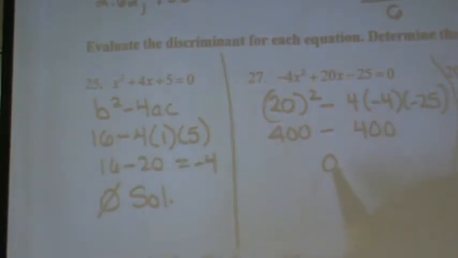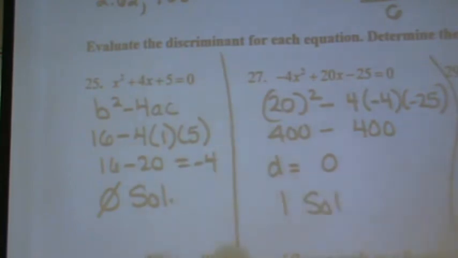400 minus 400 is 0. The discriminant is 0. That means there's one solution.